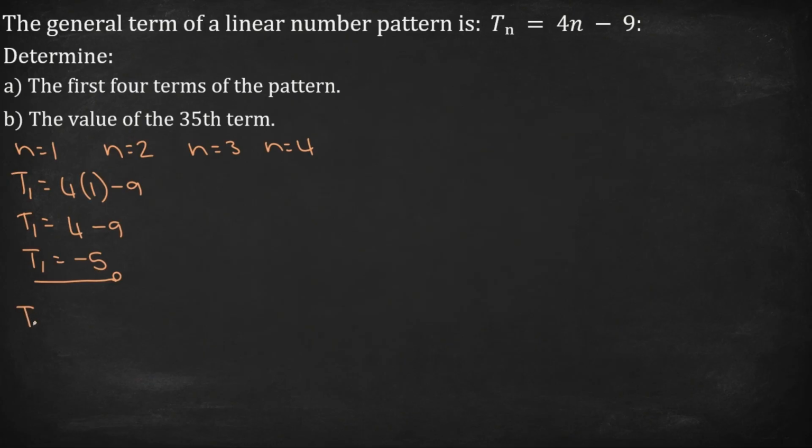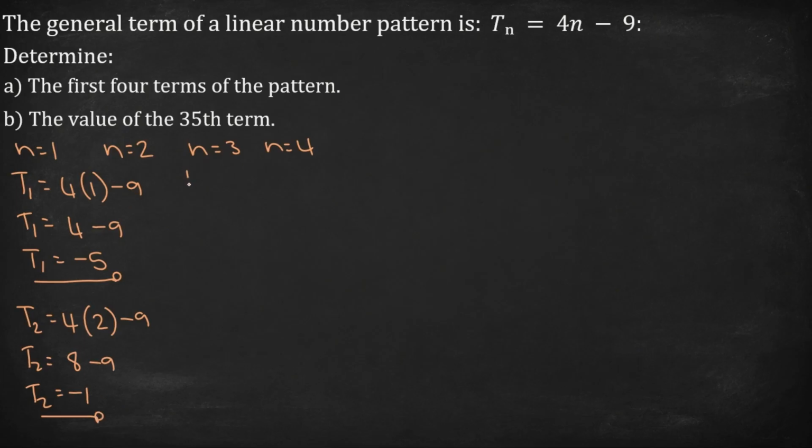So I'm going to write T2 equals, and then let's substitute. Instead of writing n, I'm going to substitute 2 in the place of n, minus 9. T2 equals, and then 4 times 2 is 8, minus 9. Term 2 is negative 1. Okay, so term 2 is done.